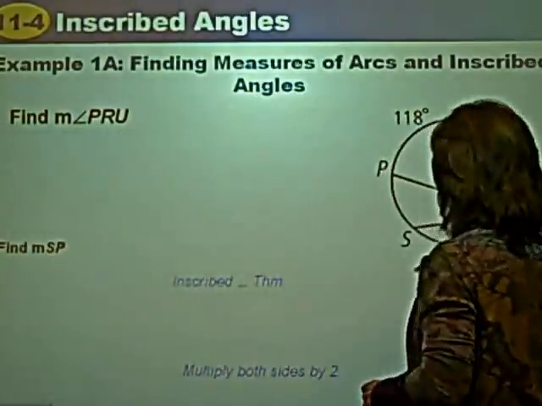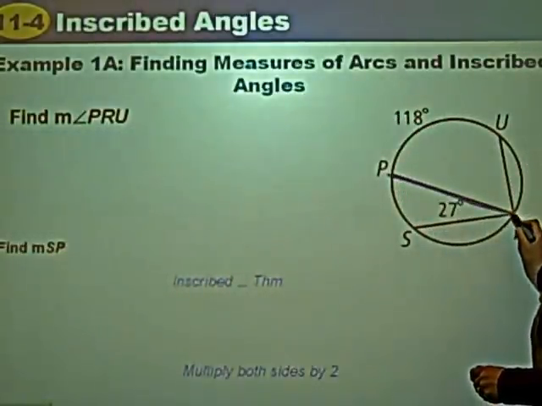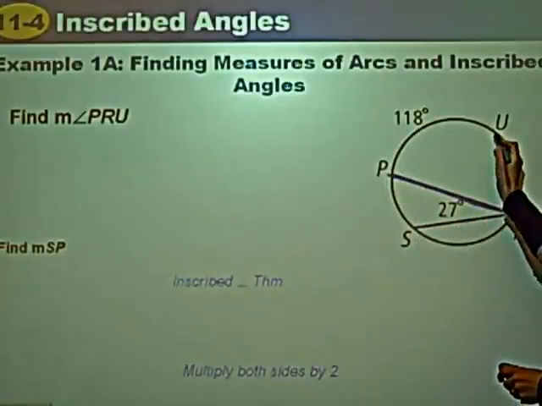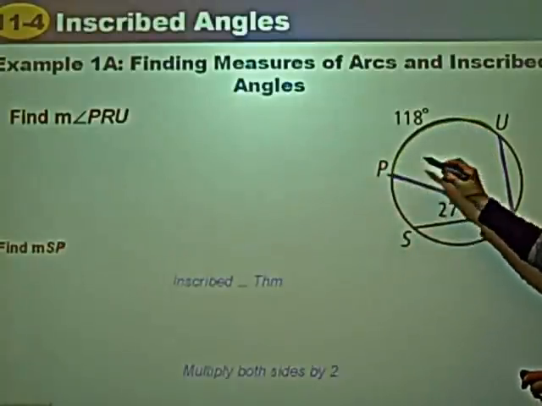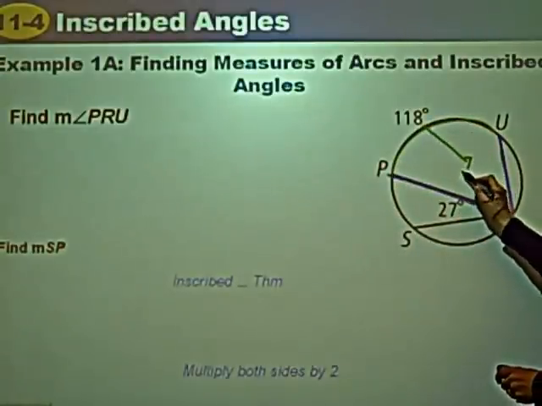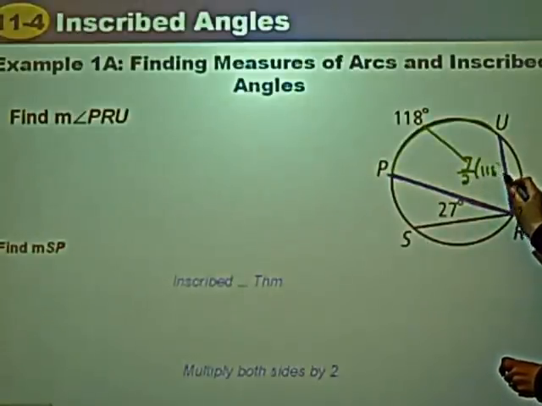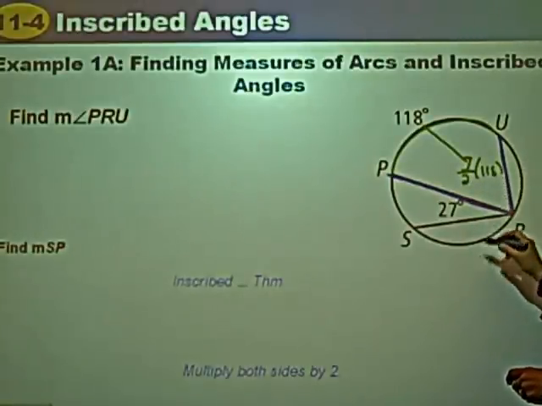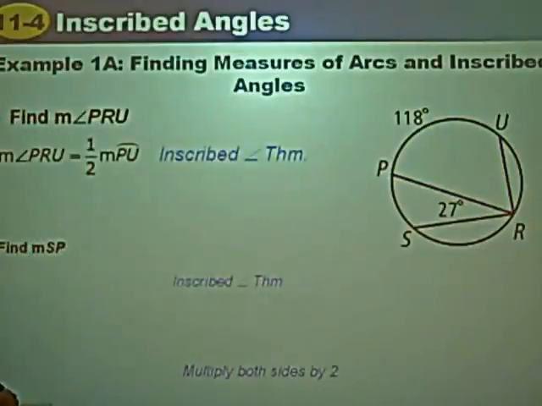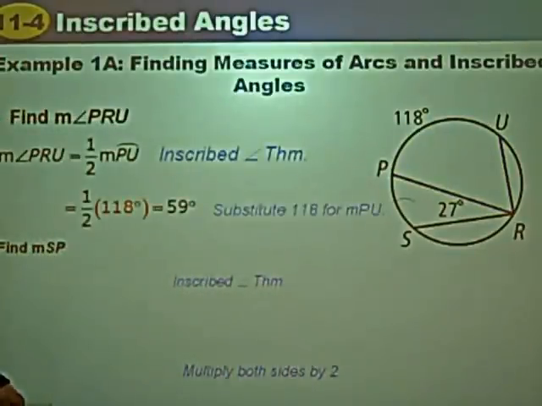What I would do is look at P to R to U, and I'd say, okay, there's my intercepted arc. I need half of 118, and that's all you do to find it. You just need half of that, you get 59 degrees. So I know this angle is 59 degrees.